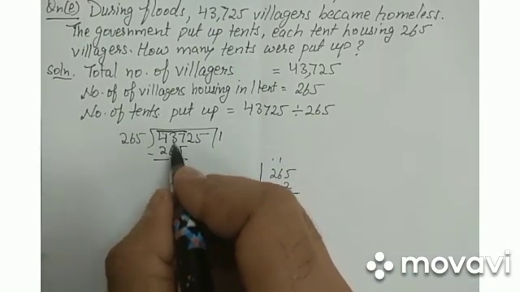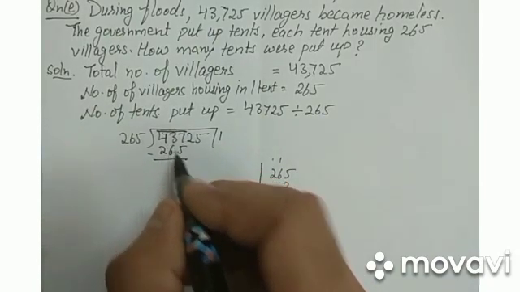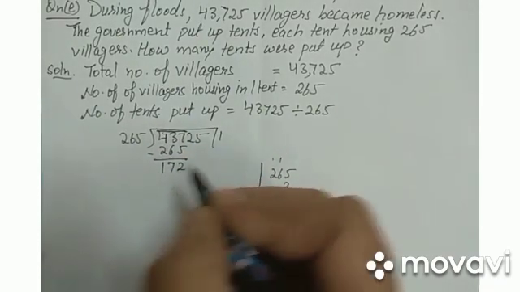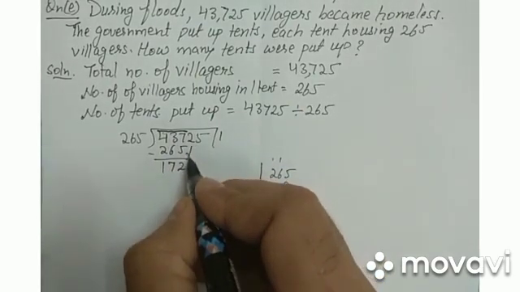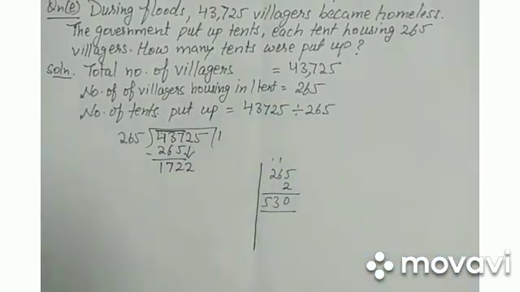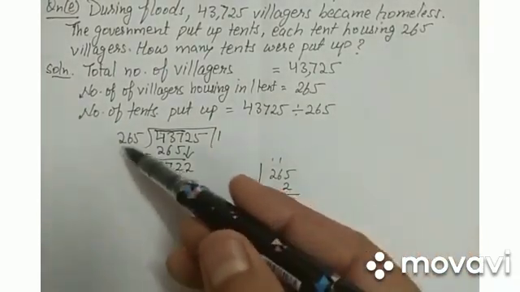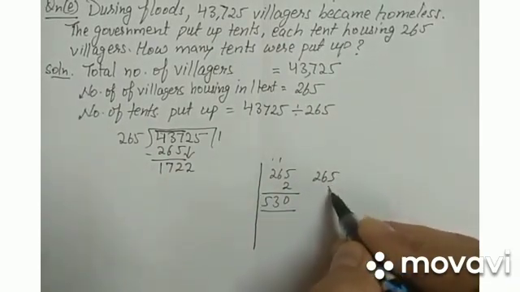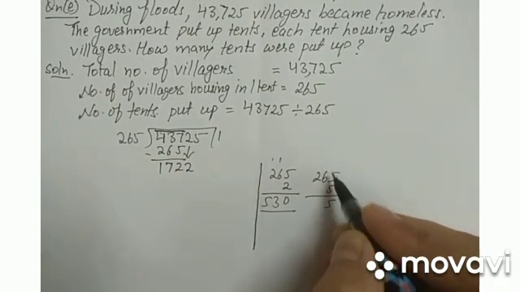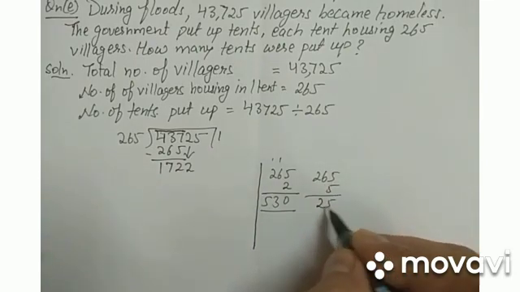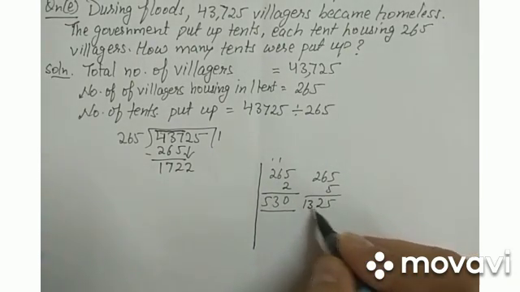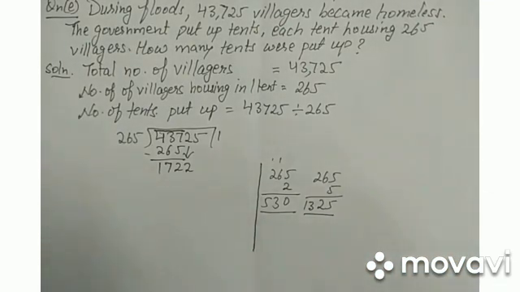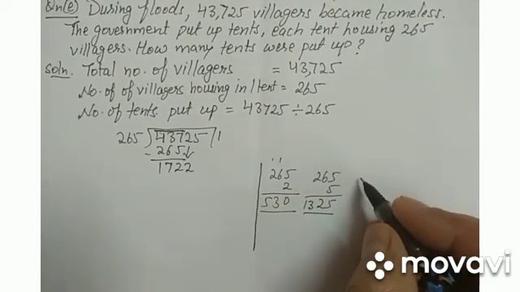7 minus 5 is 2. Take carry over, 13. 13 minus 6 is 7. What is left over here is 3. 3 minus 2 is 1. Now what will come down is 2. Now this number is quite big, so we will multiply it by 5. So 265 fives: 5 fives are 25, 5 is 30 plus 2 is 32, 5 sixes are 30 plus 3 is 33. 1325 is still smaller than 1722. Let us move to the next number.